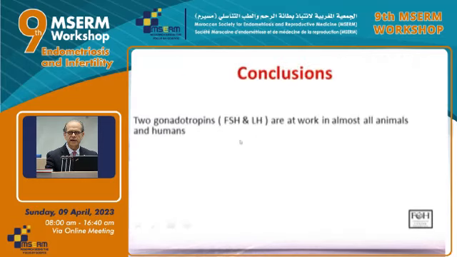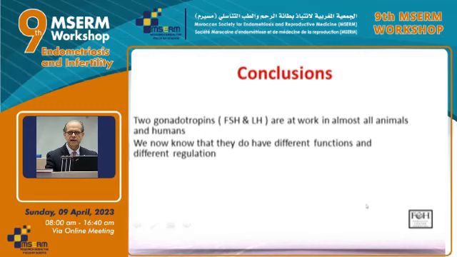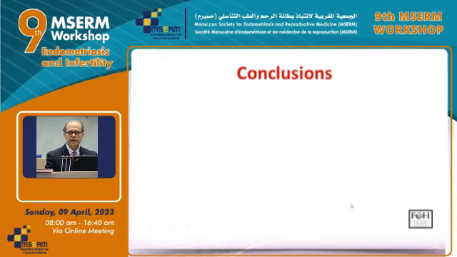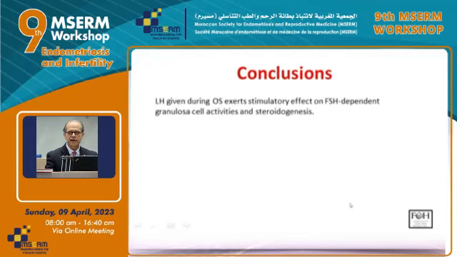So to conclude, 2 gonadotropins, FSH and LH, are at work in almost all animals and humans. And we know now that they do have different functions and different regulations. Low FSH and low LH can be congenital, acquired, or functional. And LH given during ovarian stimulation will exert a stimulatory effect on FSH-dependent granulosa cell activities and steroidogenesis.